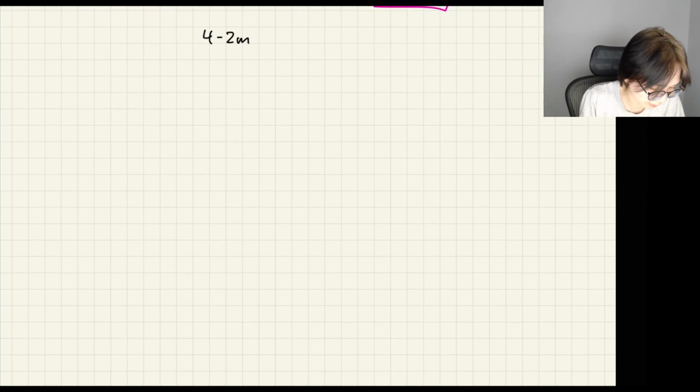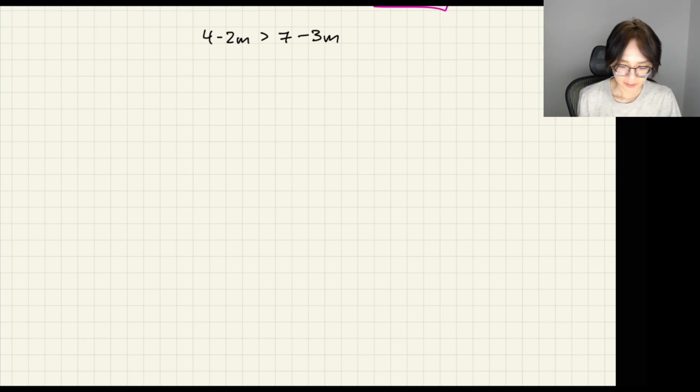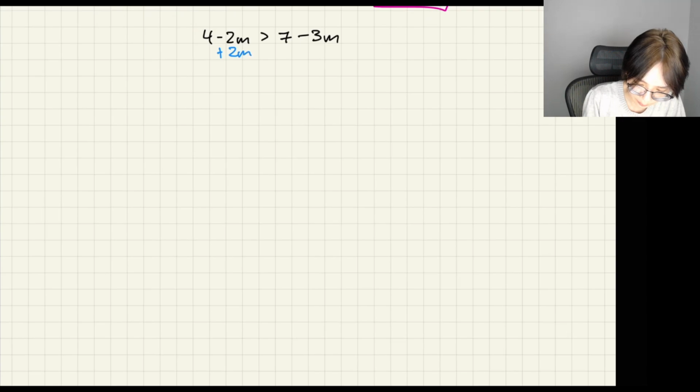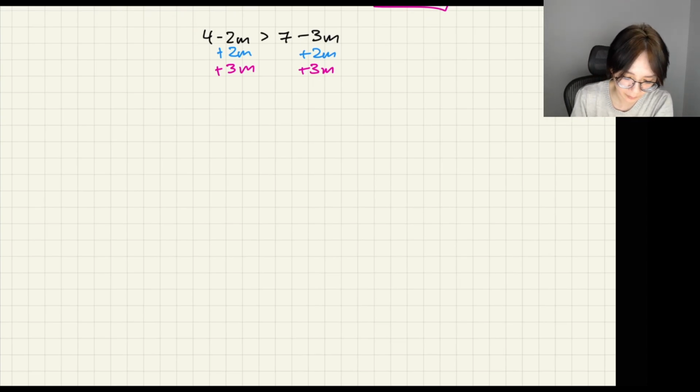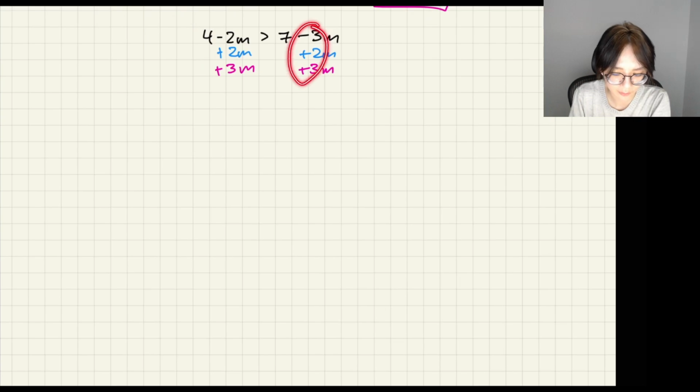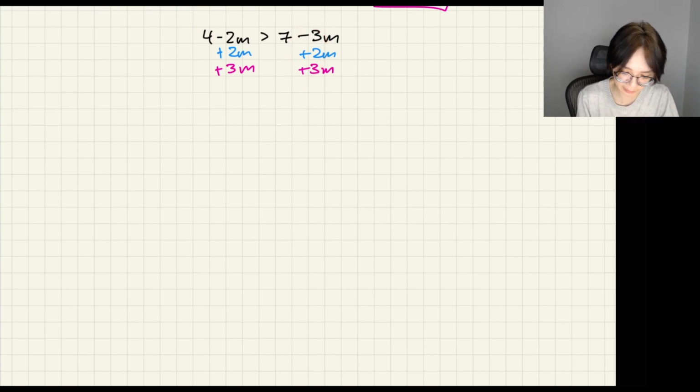4 minus 2m is greater than 7 minus 3m. So in one case, we're adding 2m to both sides to get rid of this side. And in another case, we're adding 3m to both sides to get rid of the one on this side. So which one ends up getting us a positive m? Negative 2 plus 3 or negative 3 plus 2? In this case, it's going to be negative 2 plus 3. So that's the side I'm going to go with.